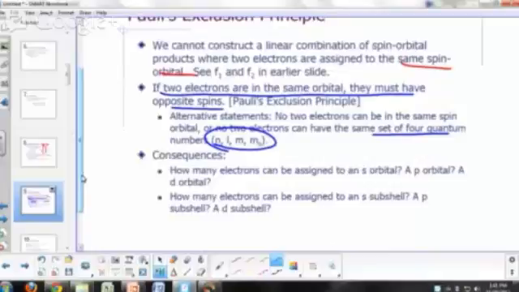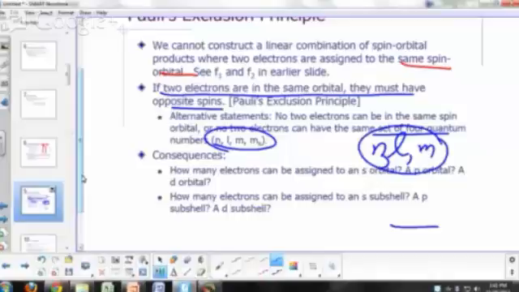So, consequences: how many electrons can you assign to an s orbital? 2, okay? 1 spin up, the other 1 spin down. How about a p orbital? How many electrons can you assign to a p orbital? Also 2. Any orbital, okay? Remember, an orbital is specified by specifying n, l, and m. And for a given n, l, and m, for any orbital, your m sub s can only be +1/2 or -1/2. So the answer there is 2.